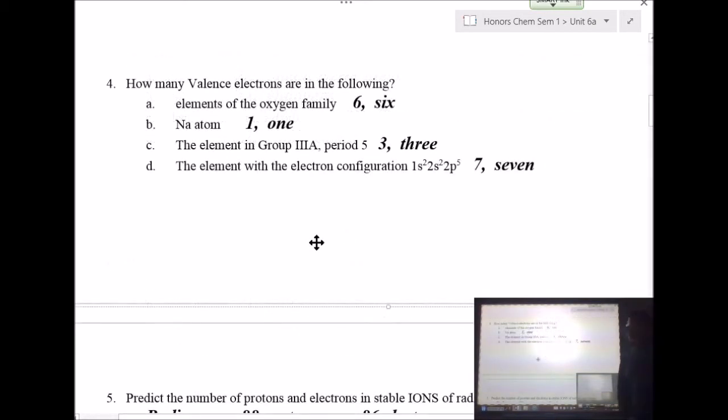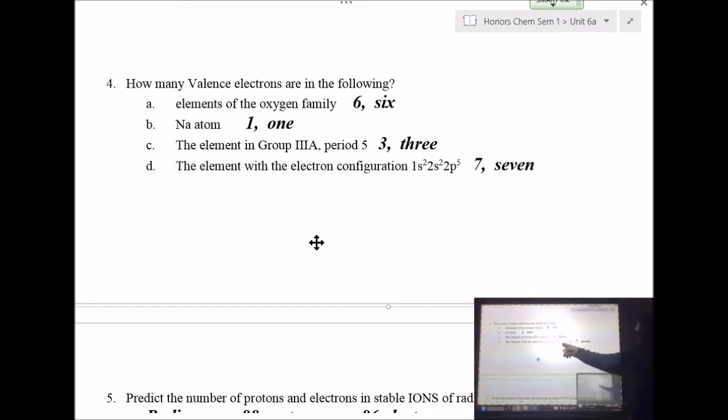Number 4, how many valence electrons are in the following? Whatever column you're in, as long as you're in the A column, that tells you how many valence electrons you have. So really, it doesn't matter what period you're in.